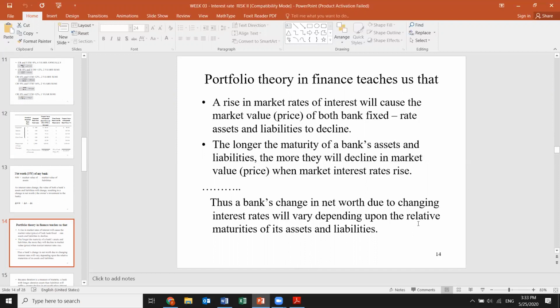So we're coming to the position that we need to be very careful as a financial manager in the financial institution to match our liabilities with the assets, because interest rate change will affect us depending on the maturity itself.